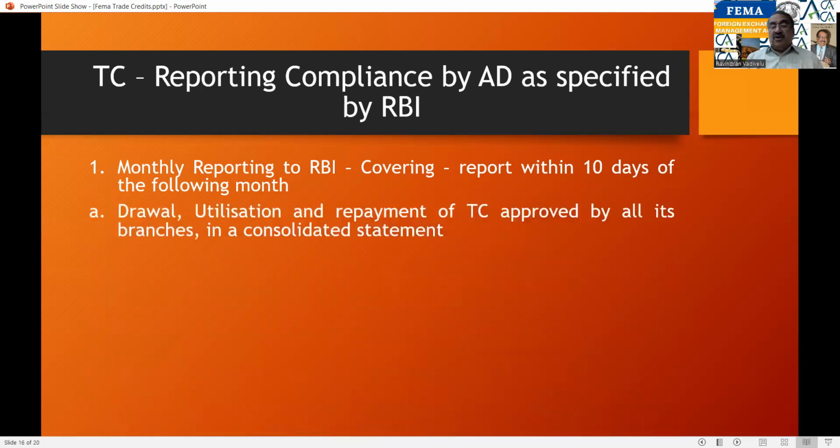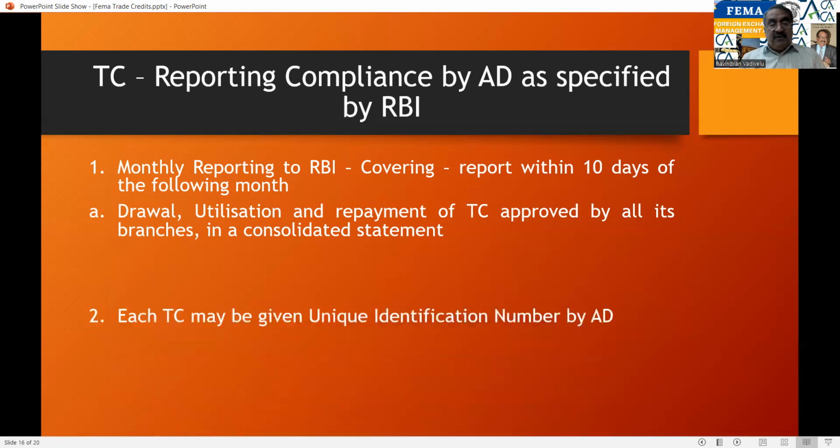In that report, the authorized dealer has to cover the drawal of the limit, utilization of the limit, and repayment terms and conditions. Any repayment done towards trade credit by all its branches, not only in branches, in all branches, they have to pull together, and in a consolidated manner, they have to submit the report to Reserve Bank of India.